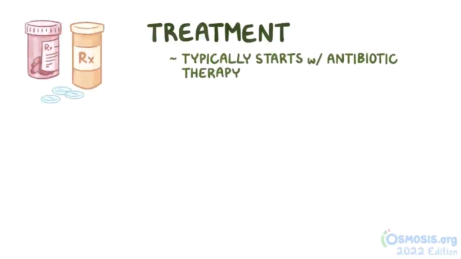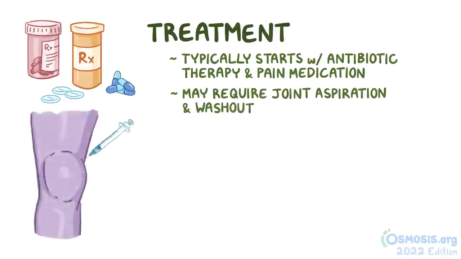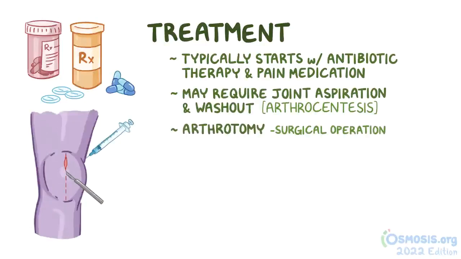Treatment of septic arthritis typically starts with antibiotic therapy and pain medication. In addition, it may require joint aspiration and washout, which can be done by a needle, a process called arthrocentesis. Alternatively, it can be done by opening the joint, a surgical operation known as arthrotomy.